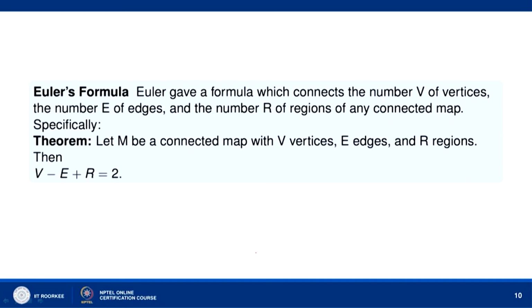Now, Euler's formula. Euler gave a formula which connects the number V of vertices, the number E of edges and the number R of regions of any connected map. Specifically, he proved that if M is a connected map with V vertices, E edges, R regions, then V minus E plus R equals 2. We can verify this formula for the map we have just discussed.